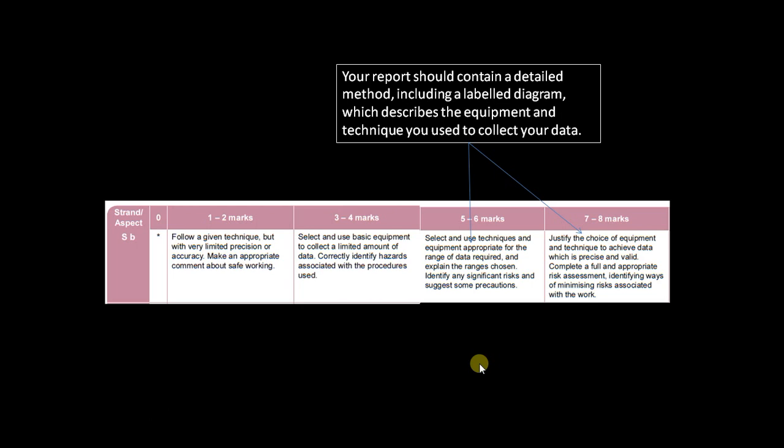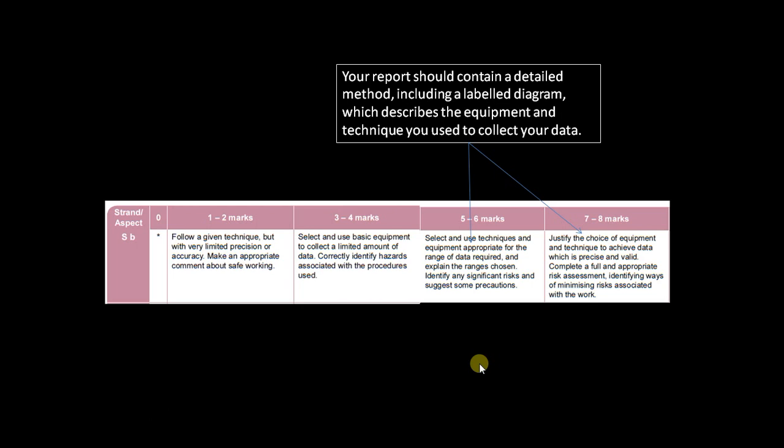What are the controlled variables? They're the variables that you're keeping the same to ensure a fair experiment. What's the dependent variable? That's the variable that you're measuring that forms the results to your experiment. A labelled diagram would be a good idea at this stage as well.